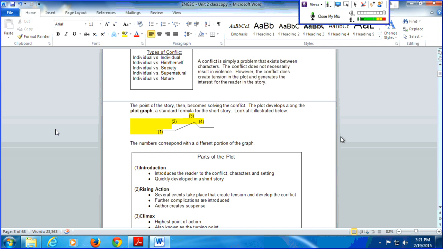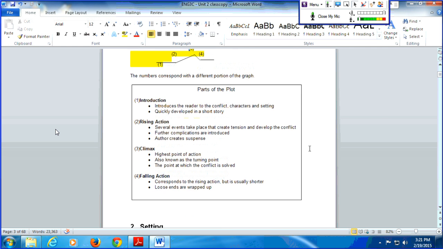So our second one is known as the rising action, number 2. That's when several events take place that create the tension and develop the conflict. The first one tells you who are the characters, what's the setting, what's the first conflict. And that's normally very quickly developed in the short story because you don't have a lot of space to do it in. In To Kill a Mockingbird, for example, we're still not fully at what the conflict is, and we're at chapter 7. In short stories it's done very, very quickly.